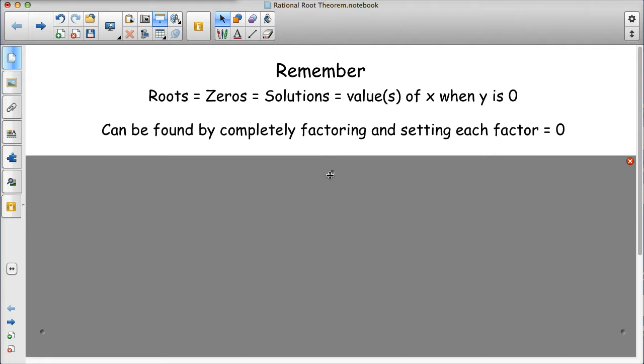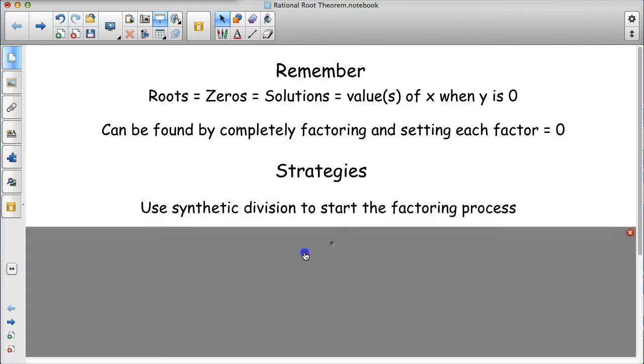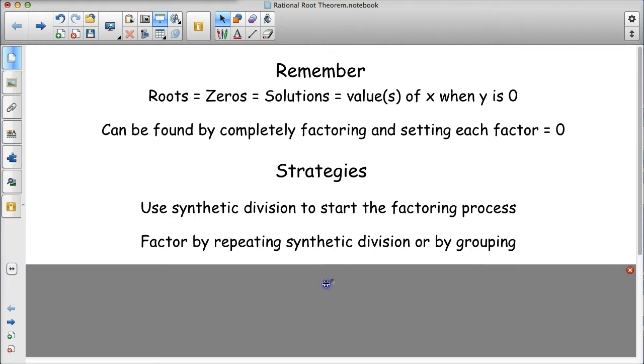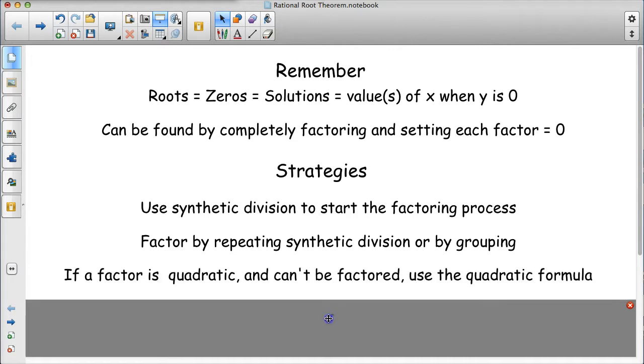Then we learned some strategies that we can use, especially if we can't factor easily from the beginning. One of those strategies is to use synthetic division to start the factoring process. Then we can continue to use synthetic division, or we can factor by grouping, or sometimes it's easy to factor. And if one of our factors is a quadratic, and it's not going to be easy to factor further, then we can use the quadratic formula.